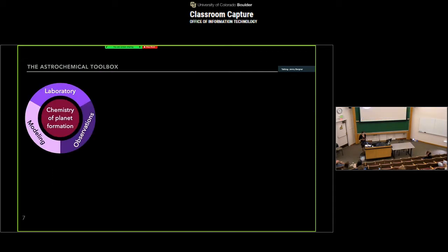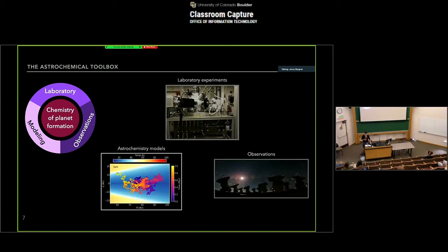So the last thing that I'll mention is the different tools that we have at our disposal to probe this chemistry. We have laboratory experiments, observations, and modeling, and these are really complementary. With observations, we're able to get really direct constraints on the abundances and distributions of different molecules that we can observe, and we can also use molecules as tracers of the physical environment.